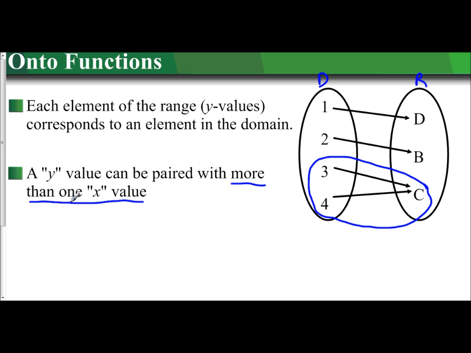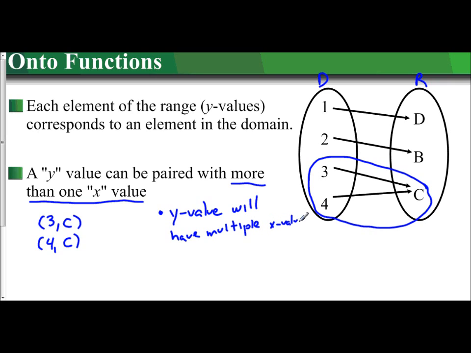So if I were even to write this as coordinates, my 3 is paired with c and my 4 is paired with c. So I notice that the c value corresponds to two separate x values. The y value corresponds to two separate x values. This is the characteristic of an onto function. For an onto function, a y value will have multiple x values.